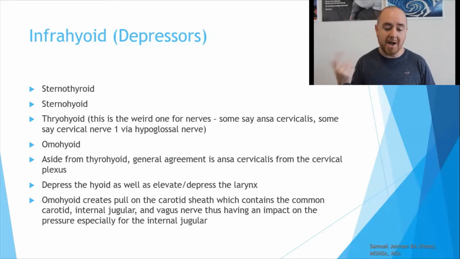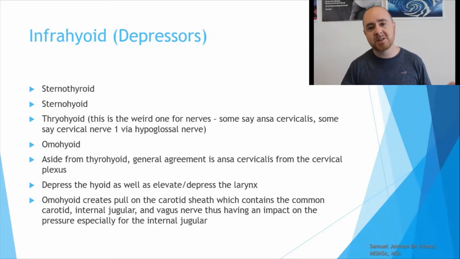Now, the omohyoid does create pull on the carotid sheath. The carotid sheath contains the common carotid, the internal jugular, and the vagus nerve. Because the internal jugular vein specifically requires a low pressure environment, the tension from the omohyoid can be argued to have some impact on the pressure environment of the carotid sheath itself, which would most likely have the greatest impact on the internal jugular vein.